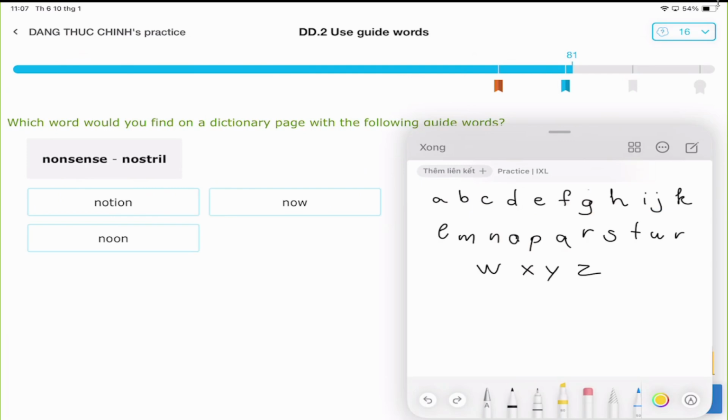Same thing goes for these two. N and S, between N and S. Where's N? Here, N and S. T comes after S, so notion would be no. Now, W comes after S, so no. New. Oh, look, O is in between N and S, so new.